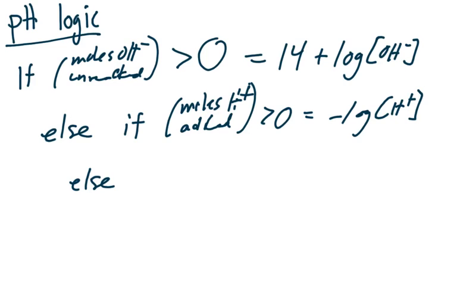If neither of those conditions are met, what is the pH equal to? This is region 2, right? 7. Either moles of OH minus is positive, or moles of H plus excess, this should say excess, is positive. But if neither of those are true, then what we have left is region 2.